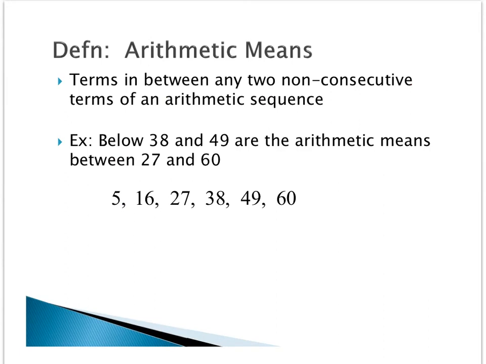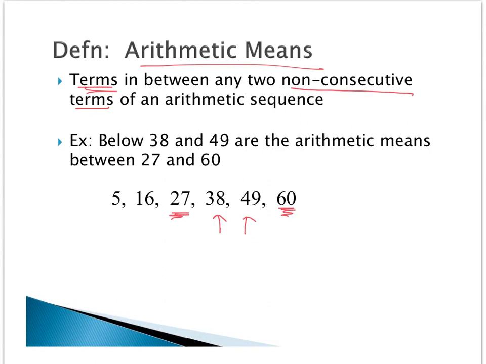Alright, we're almost done. Just one more concept to talk about. The last concept is what's called an arithmetic mean. And arithmetic means are the terms in between any two non-consecutive terms of an arithmetic sequence. It's kind of like playing the game of fill in the blank. So if I look at what I see down here, 38 and 49 are the arithmetic means between 27 and 60. So if this is 27 and this is 60, 38 and 49 are basically the numbers that are in between them within our arithmetic sequence.